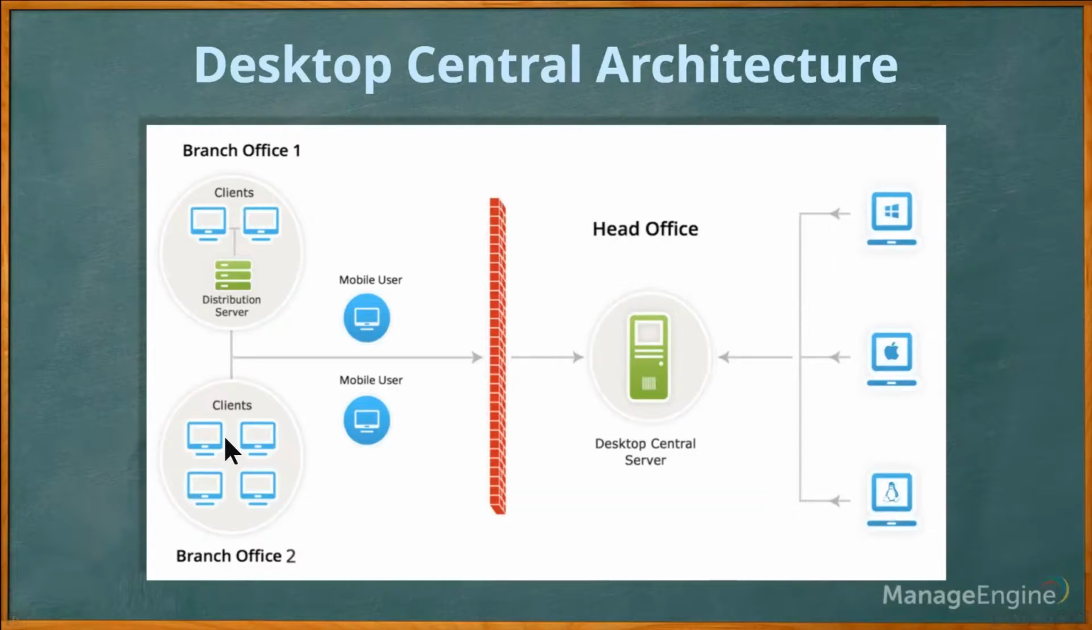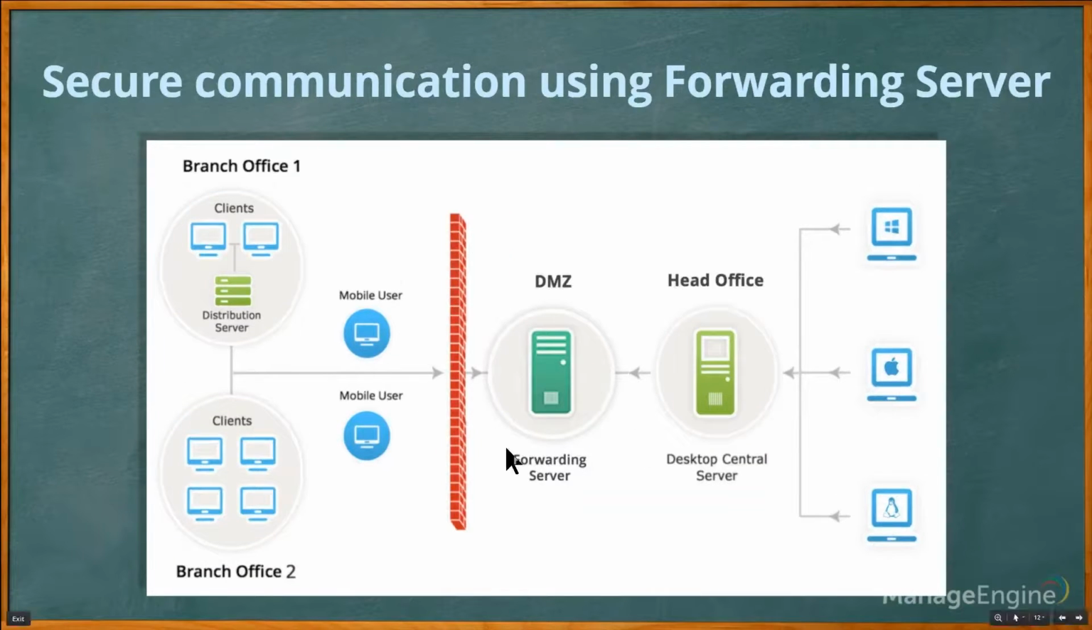Now, can I manage roaming users, meaning users who will be traveling or connecting over the internet? Yes, we can manage mobile users over the internet. You can use a forwarding server or a proxy in order to contact Desktop Central. In case you have a forwarding server for agents who are in the roaming zone, you can install it on a DMZ. All the communication from your roaming users and your branch offices will go through the forwarding server to the Desktop Central server so that you don't have to expose your central server.